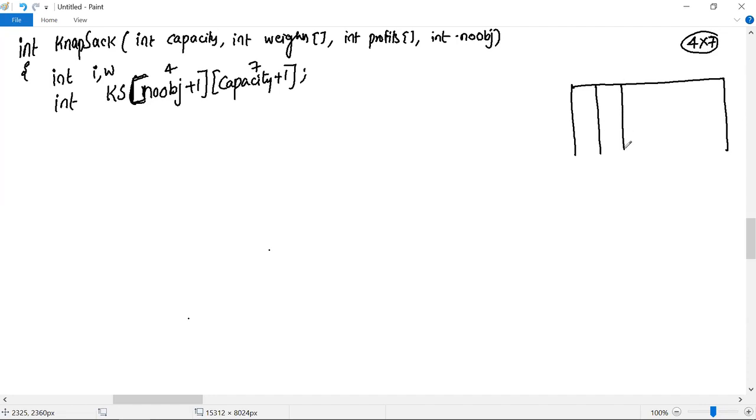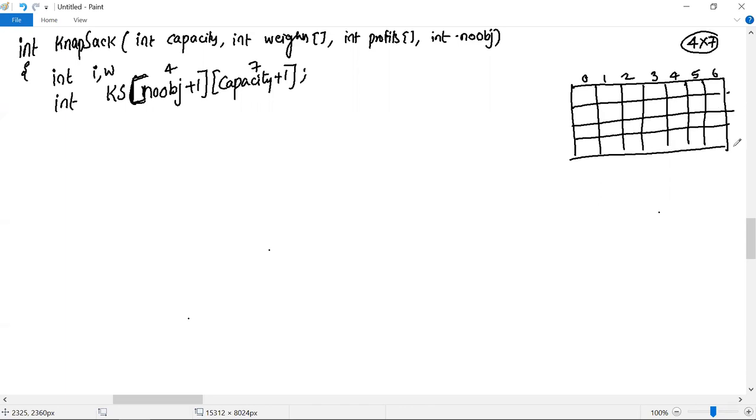0, 1, 2, 3, 4, 5. 0, 1, 2, 3, 4, 5, 6. 0, 1, 2, 3. This is what your case array. 0, 1, 2, 3, right? Yeah. Now we know this is your profit array.